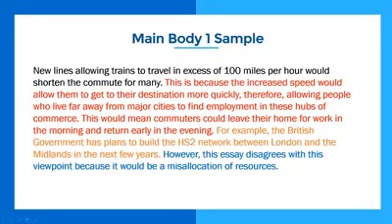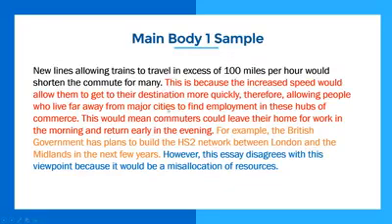In black, we have our topic sentence. So our topic sentence says, hello, Mr. Reader or Mrs. Reader, whoever's reading this paragraph, this is my main idea. This is what the whole paragraph is about. New lines allowing trains to travel in excess of 100 miles per hour would shorten the commute for many. So, telling you exactly what it's about.